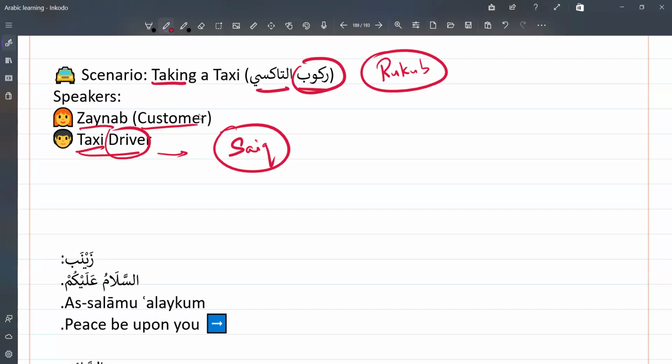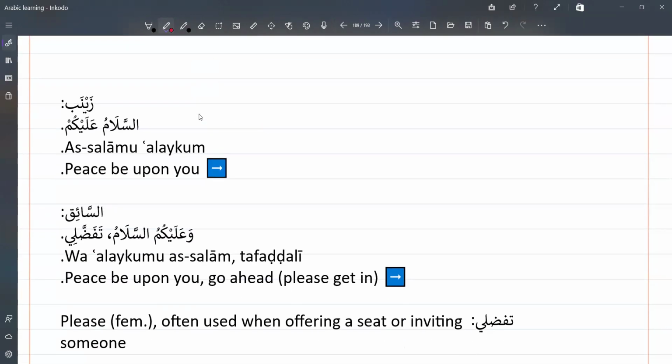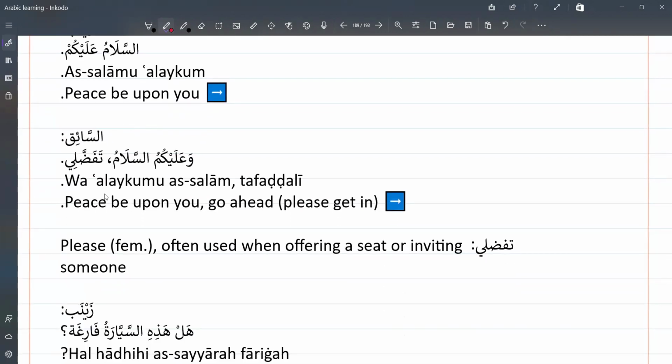So we have two persons, Zainab and the taxi driver, the Sa'iq. Let's begin. Zainab meets the driver and says, Assalamu alaikum, peace be upon you. The Sa'iq replies with Wa alaikum assalam, meaning peace be upon you too. And then says Tafaddali. Tafaddali means go ahead or here you go, right?